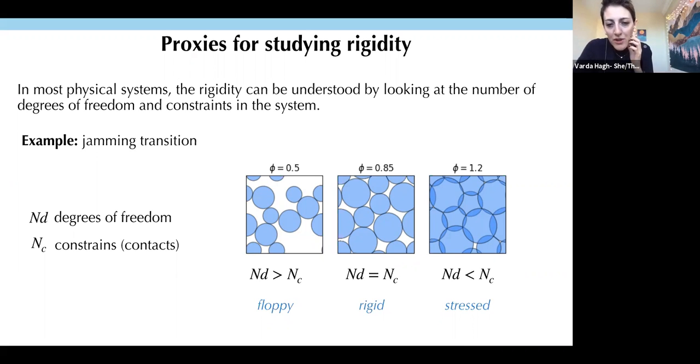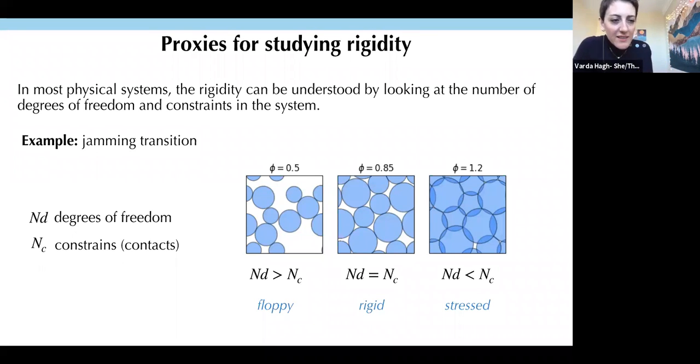A good example, which will be the focus of my talk today, is the jamming transition. The jamming transition is a rigidity transition that happens in systems with N particles. They can be in any dimension. We actually study jammed packings from d equals 2 to d equals, we can study d equals infinity, basically.